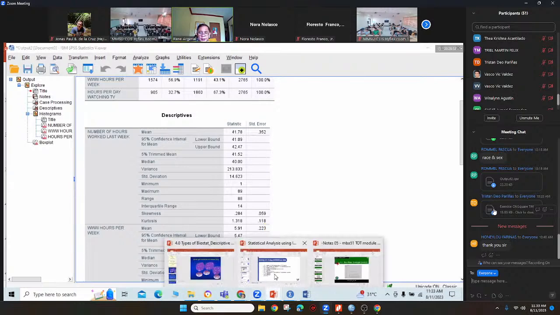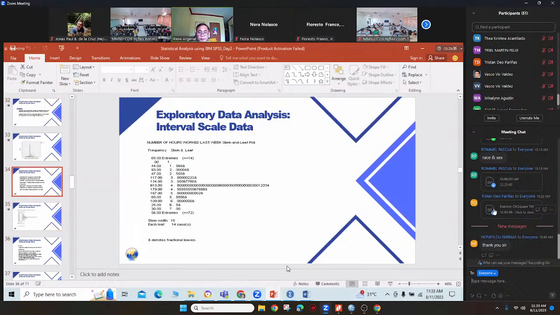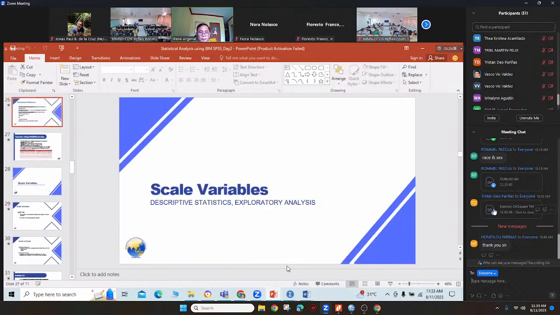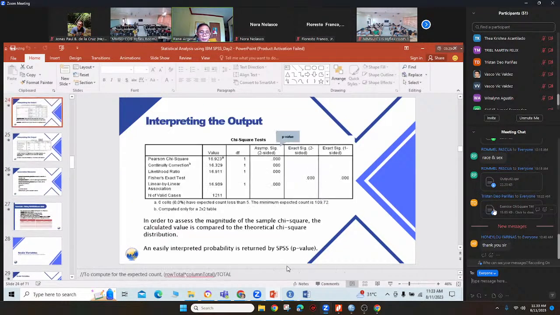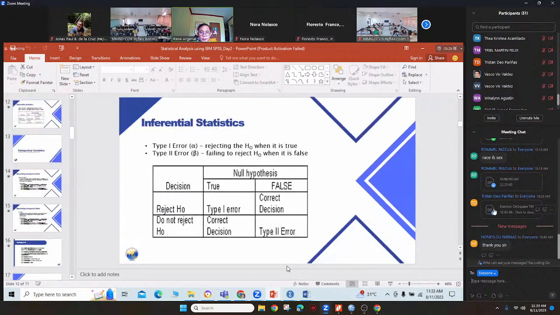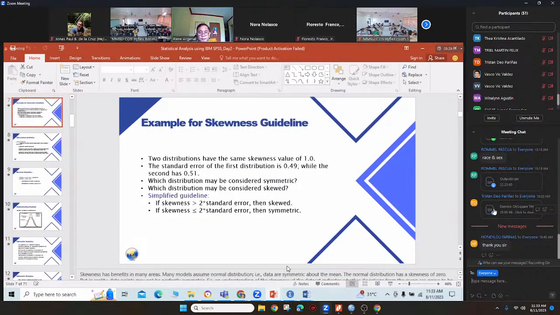Let me just be sure of the guideline. Which part is it? Yeah, this one. It is skewed if greater. If less than or equal to the product, that would be symmetric or normal.